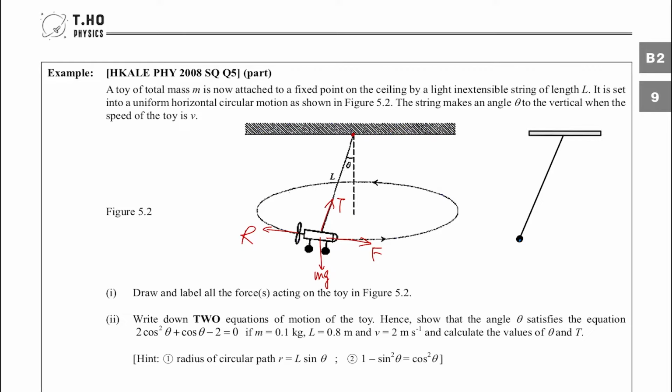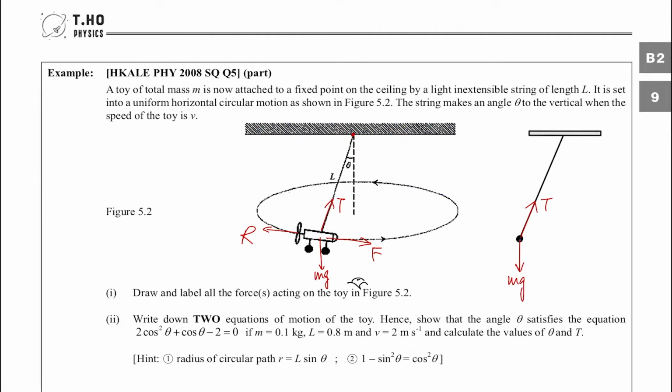So let's take a look from the side. If we look at the toy from the side, we would have this, and so the toy would be acted on by mg and the tension, like this.